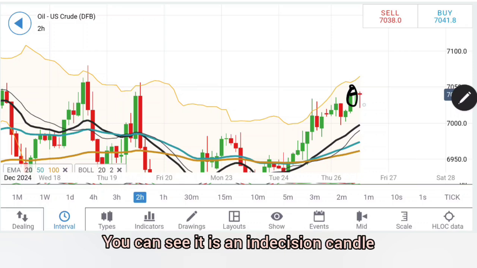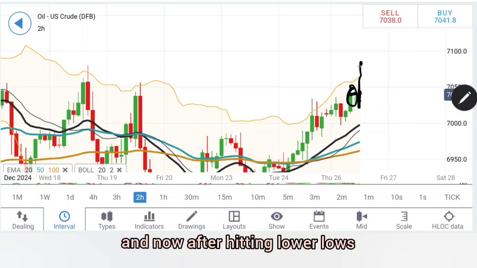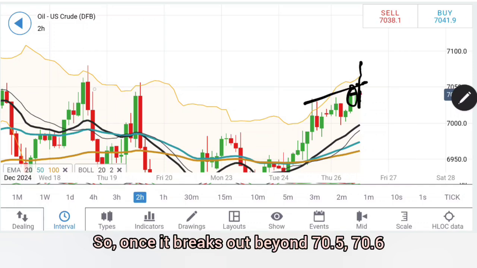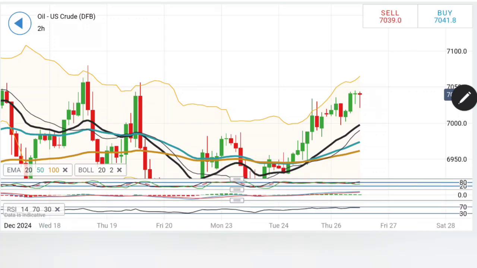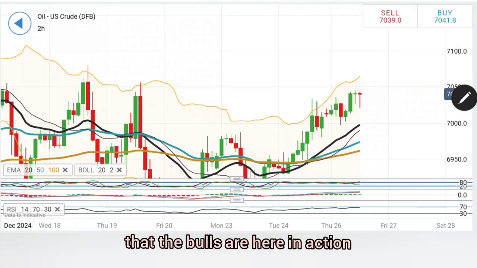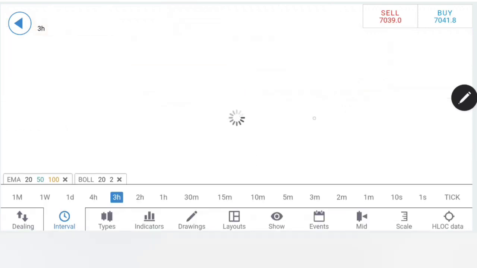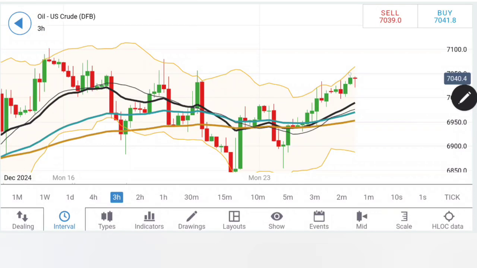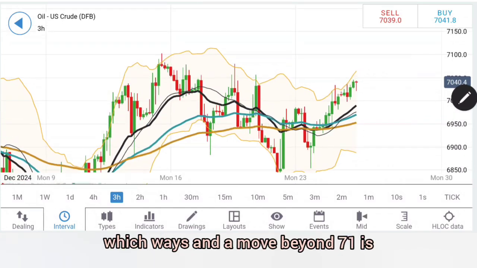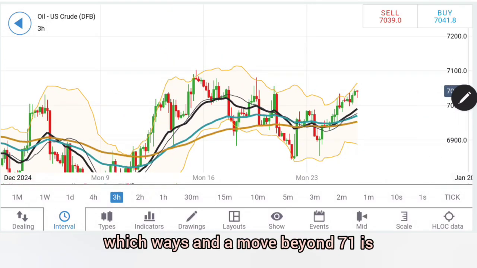You can see it is an indecision candle, and now after hitting lower lows, it is trying to break out. So once it breaks out beyond 70.5, 70.6, certainly you can say that the bulls are in action. Stochastic, MACD, RSI all are rising. On the 3-hour charts, similar observation here. Higher lows, higher highs. Let it give a breakout either way, and a move beyond 71 is what I am waiting for.